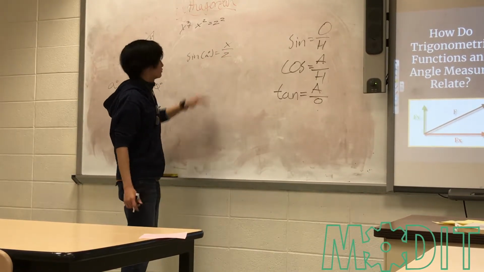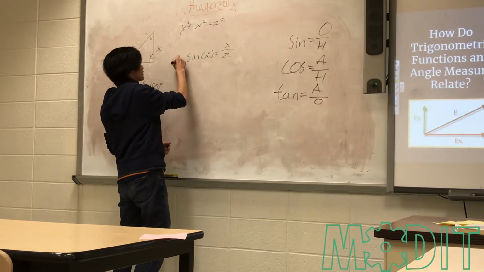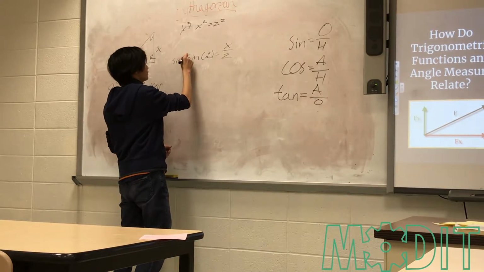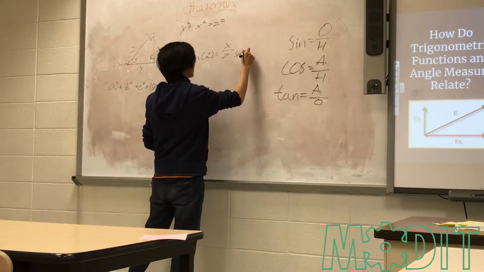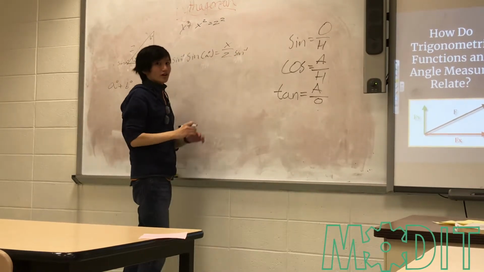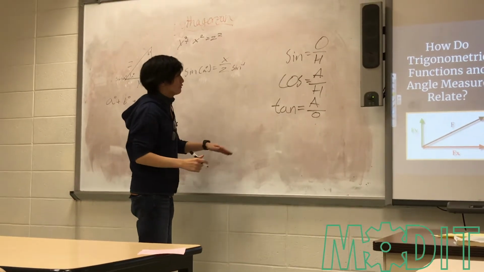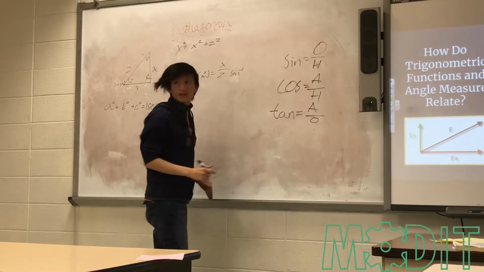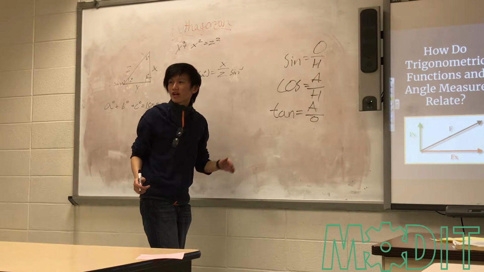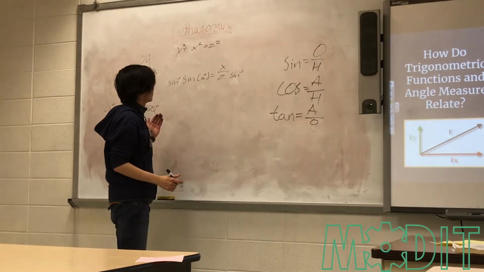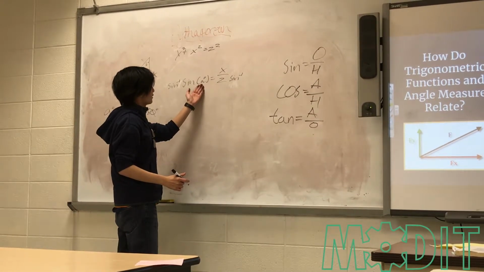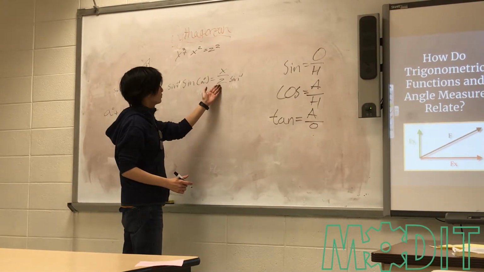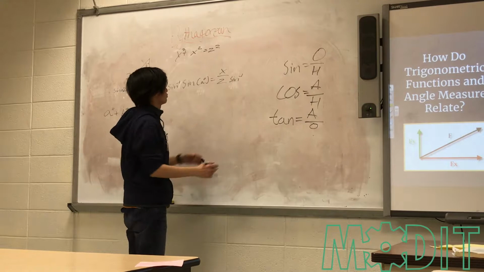what you can do is find the inverse of sine and apply it to both sides. And this works with any of these. If you find the inverse of this and apply it to both sides, basically what you get is angle A equal to what these values would be.